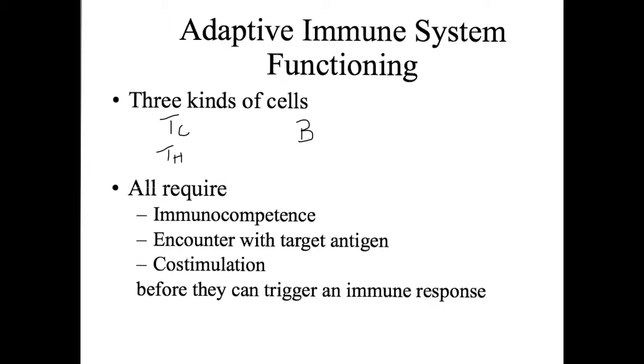The cytotoxic and the helper T cells gain their immunocompetence in the thymus gland, whereas the B cells gain their immunocompetence in the bone marrow. Immunocompetence involves a maturation process whereby they become able to recognize and tolerate self-antigens, antigens that identify your own body's cells, and all of them must be able to recognize a specific foreign antigen.